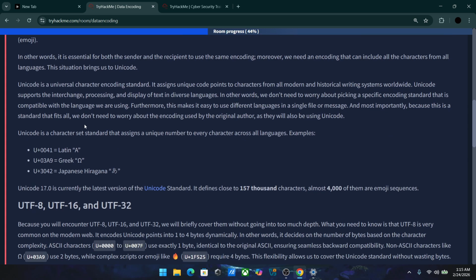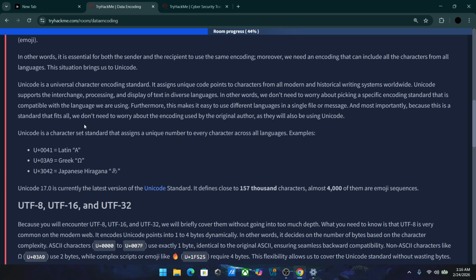In other words, it is essential for both the sender and recipient to use the same encoding. Moreover, we need an encoding that can include all the characters from all the languages. This situation brings us to Unicode. Unicode is a universal character encoding standard. It assigns Unicode points to characters from all modern and historical writing systems worldwide. Unicode supports the interchange, processing, and display of text in diverse languages.